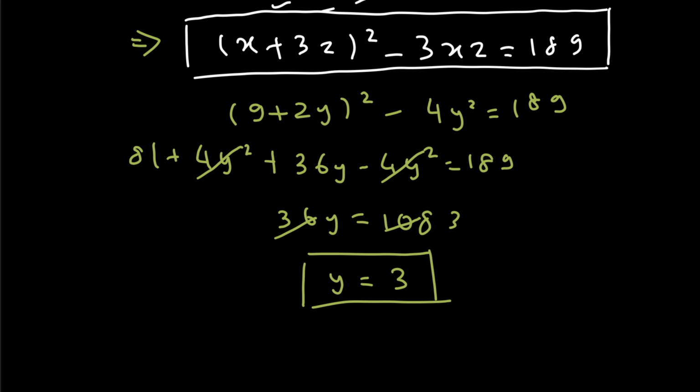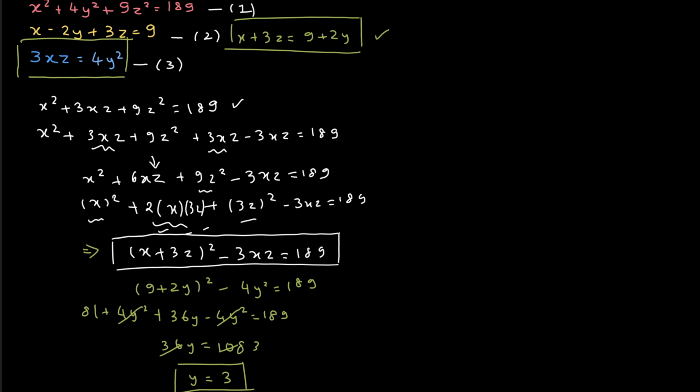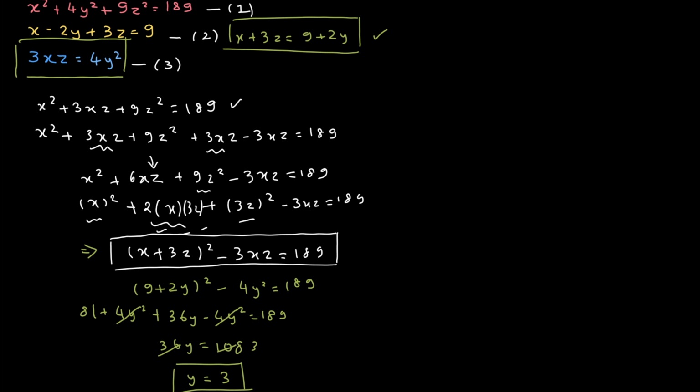Now let us find out the values of x and z using this. So here is the complete working of how we got the value of y. So now what we need is the value of x and z. So what we will do is we'll simply replace the value of y as equal to 3 in this particular equation and in this particular equation.